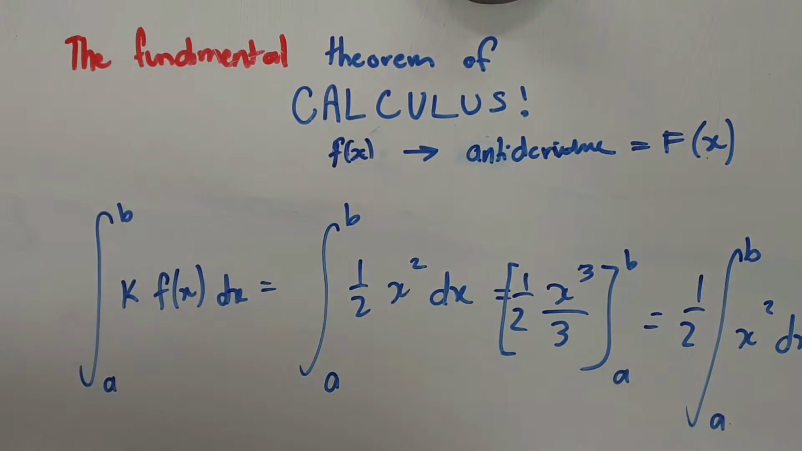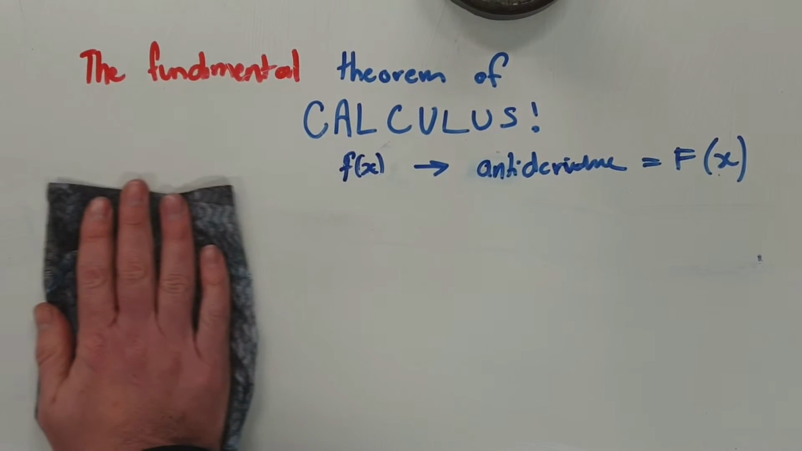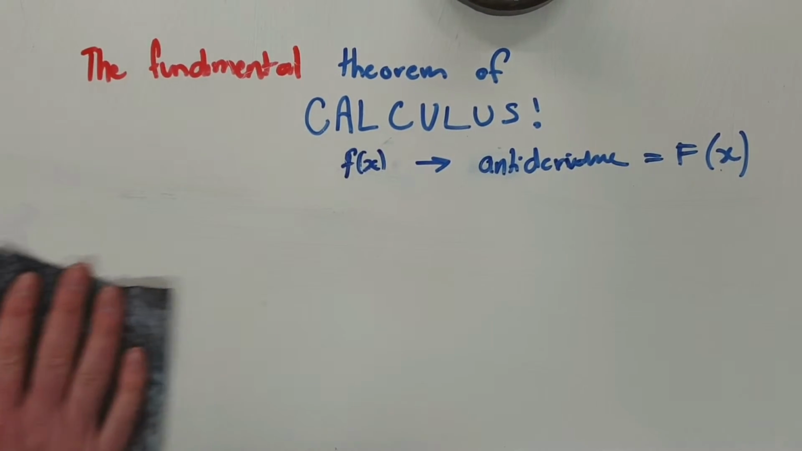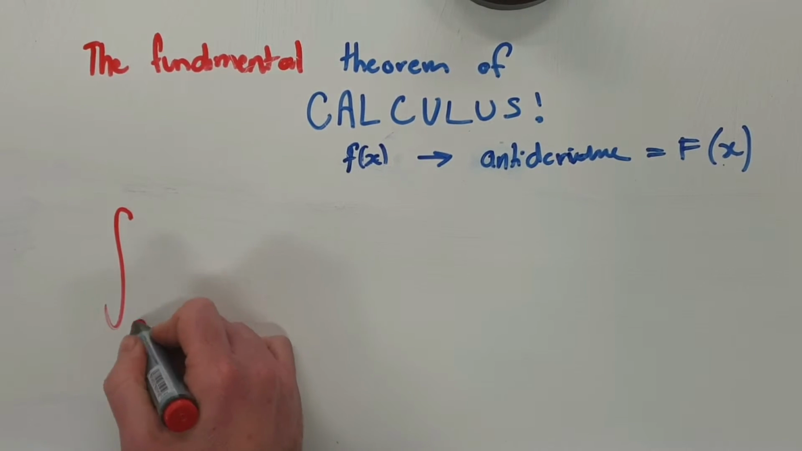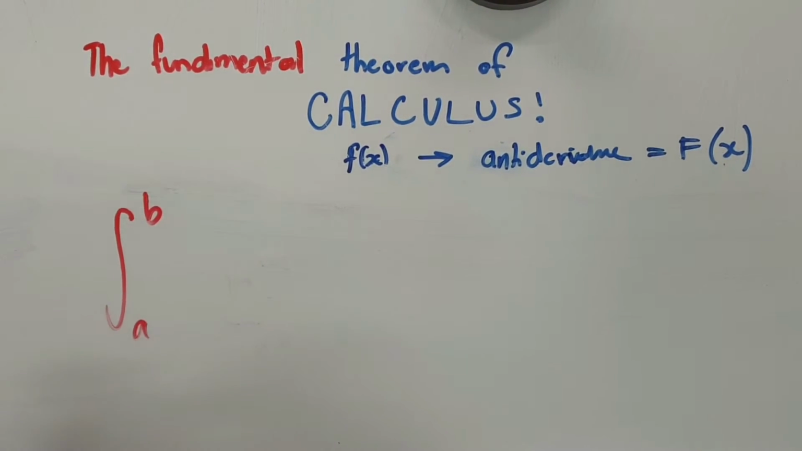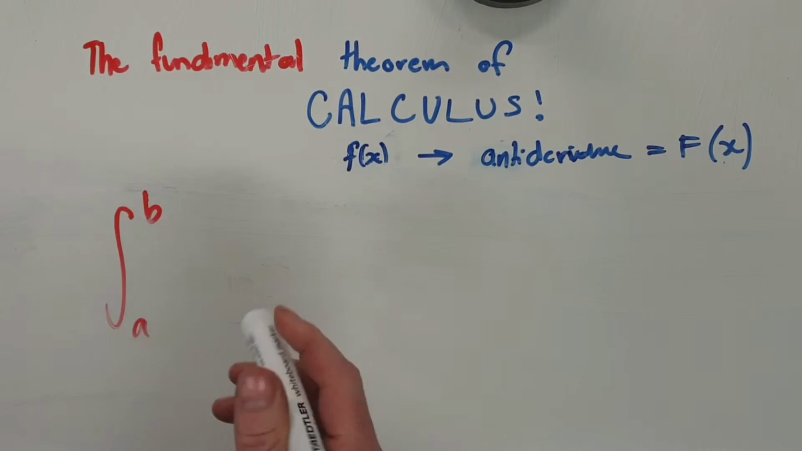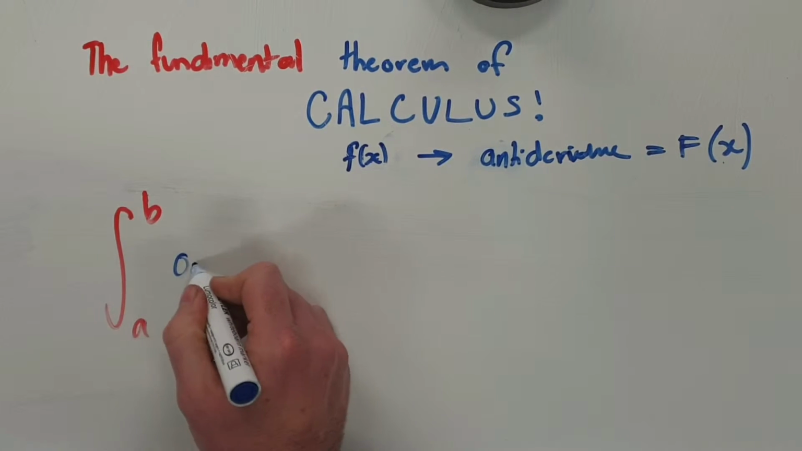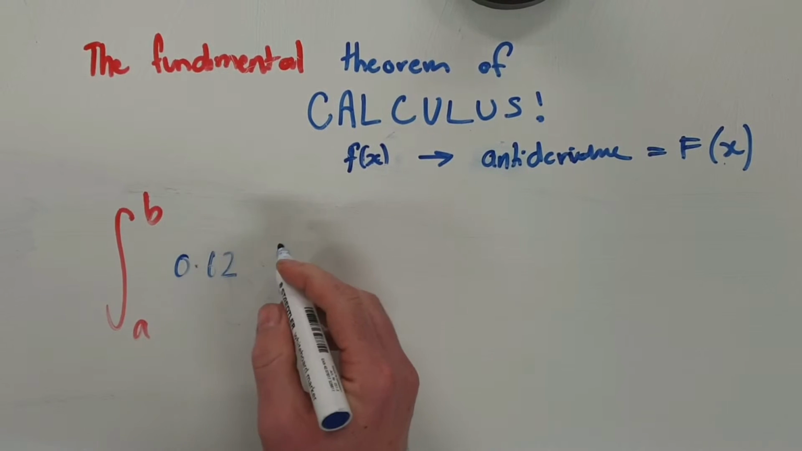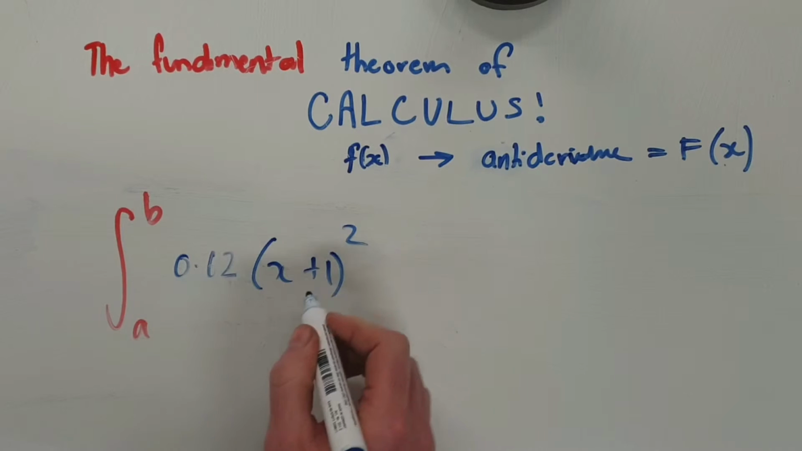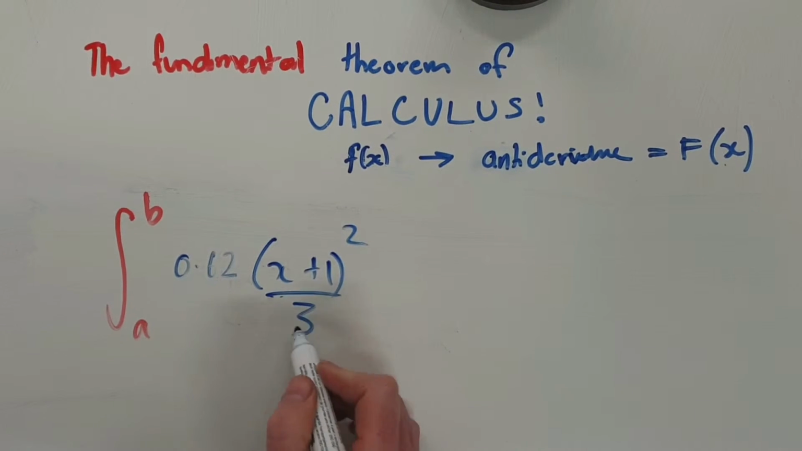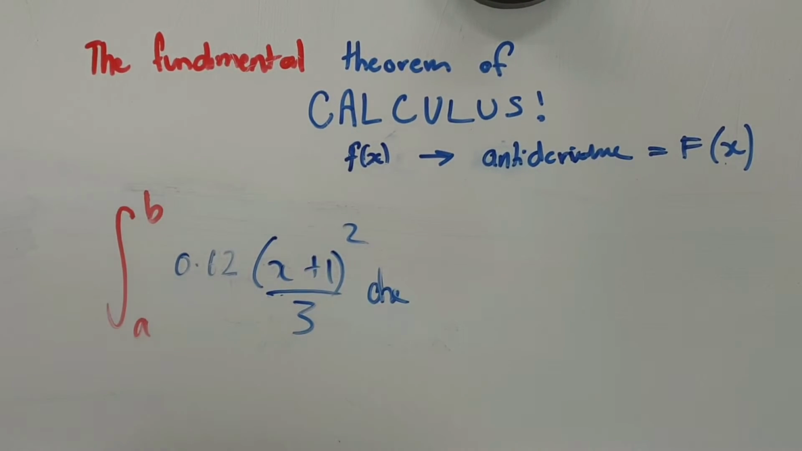So that is a simple version, I suppose. If we had something that looked a bit more complicated, for example, the integral of, let's go for 0.62 on 3 times x plus 1 squared, with respect to x.